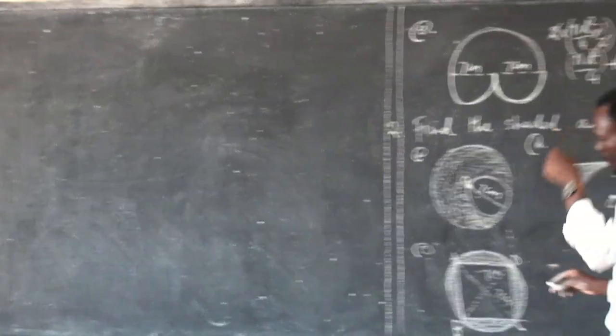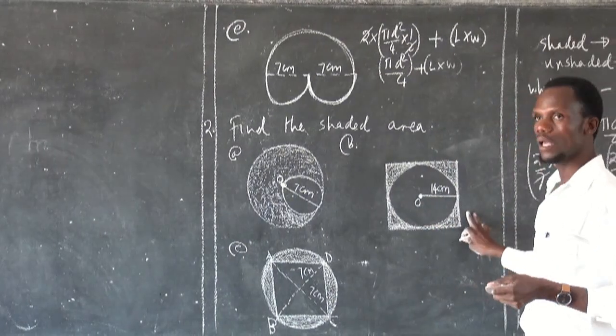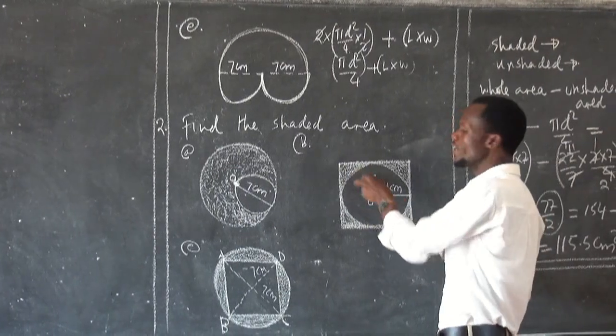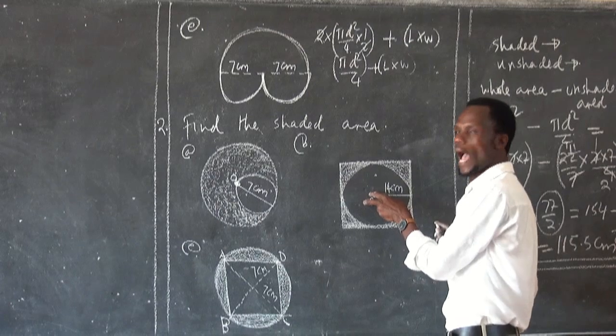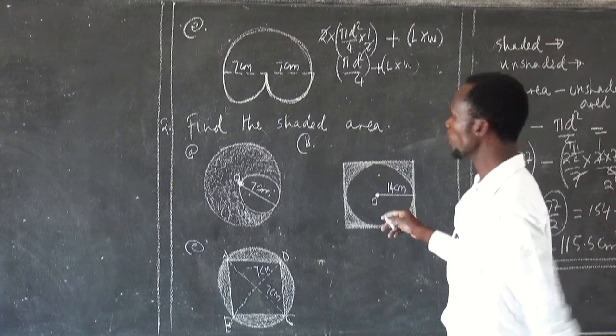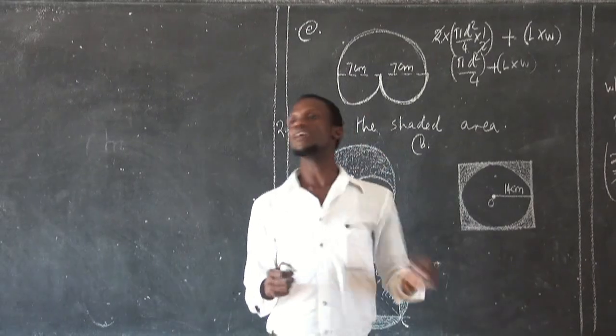Now here it is. You understand? Now we're talking about this one, B. The area of the whole shape is a square. Within the square, we have the circle, and the circle is the one which is not shaded. In short, now we have the area of the square.